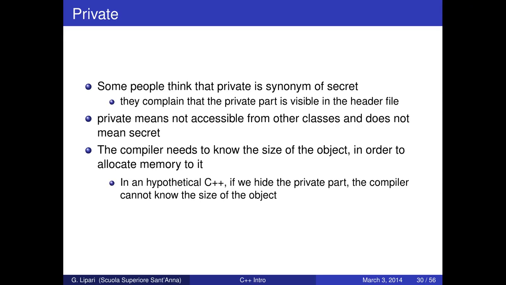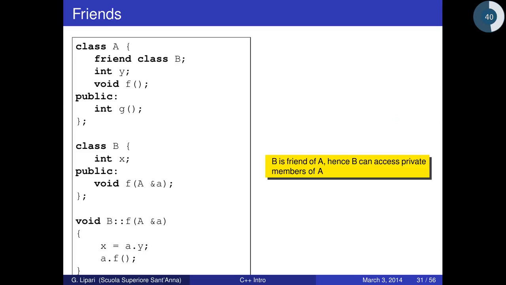And actually there is a very important technical reason why you have to declare the private part inside the class. Because the compiler needs to know the size of the object, so how much memory to reserve for the object in order to allocate memory for it. In a hypothetical C++ in which you could hide the private part, the compiler could not know the size of the object, and so has no way to know the size of the object. So the private part is technically very important for modular programming.